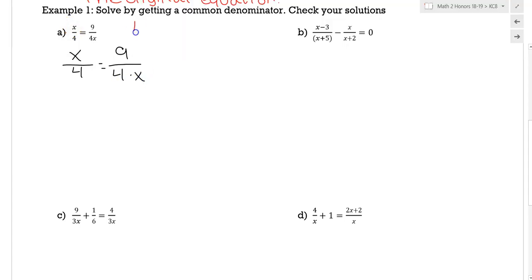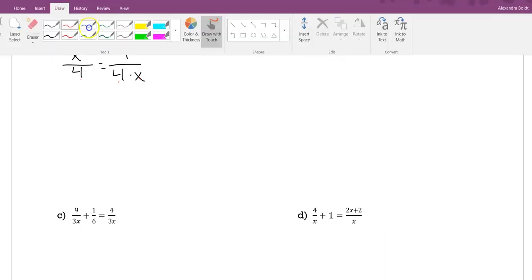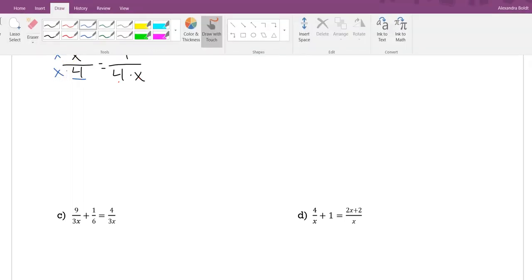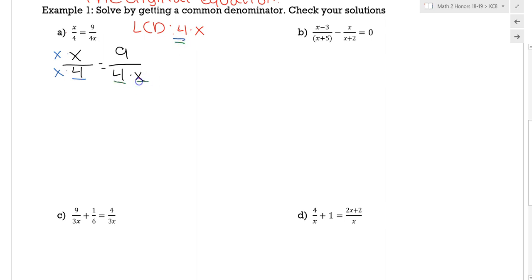So what is our least common denominator? I need a 4 from here. Now, starting over, I already have a 4. I need an x. Okay. So our least common denominator is 4 times x. So this one has a 4, it's missing its x. This one has a 4, it has an x. Okay. So we get x squared over 4x equals 9 over 4x.